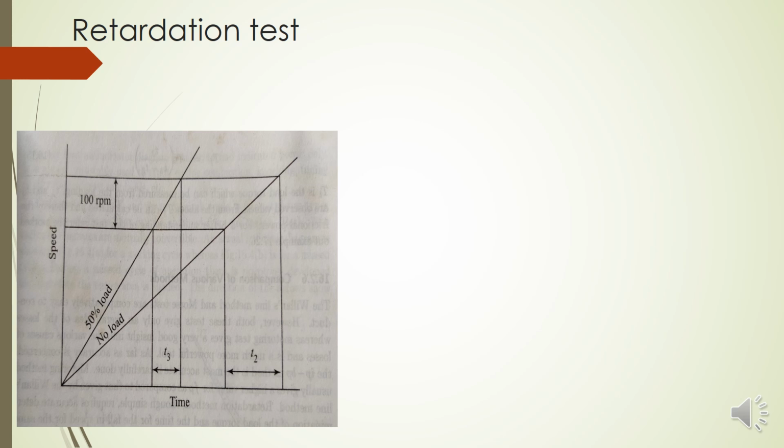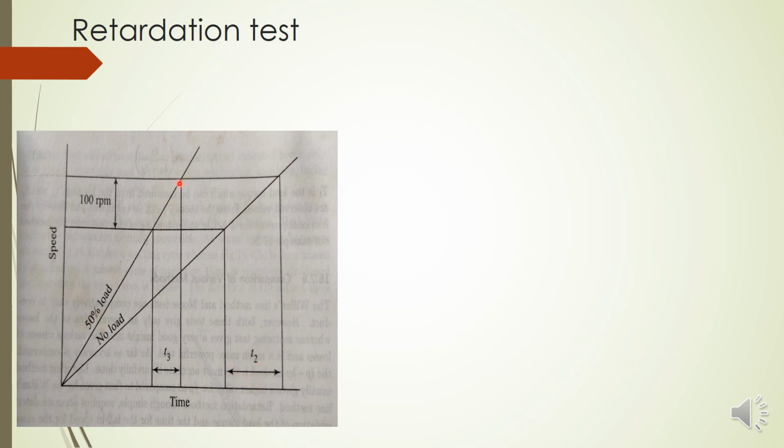What you can see is that we are plotting time on the x-axis and speed on the y-axis. At first, no load. This horizontal line represents the rated speed. So at no load and rated speed we cut off the fuel. Speed reduces by another 100 rpm. Suppose the rated speed is 1500. Now we are reaching 1400. So what is the time for that? That is T2.